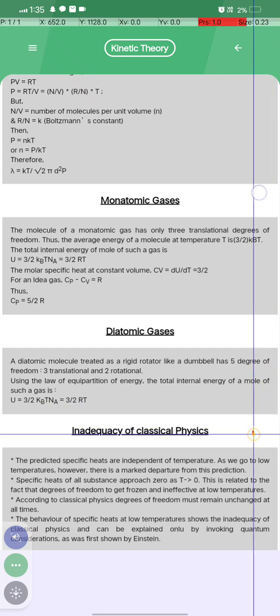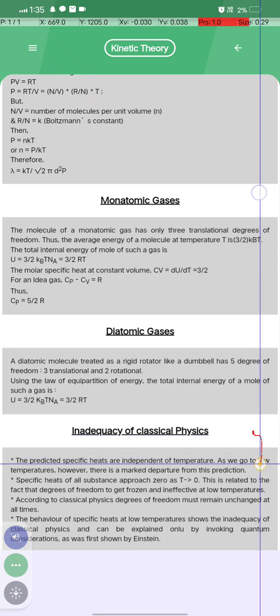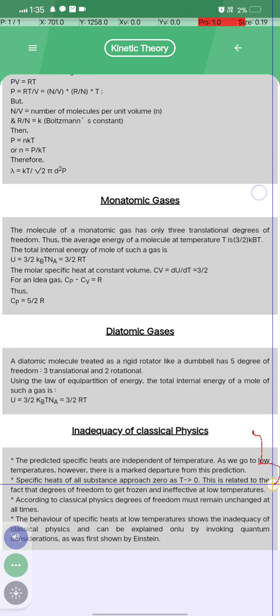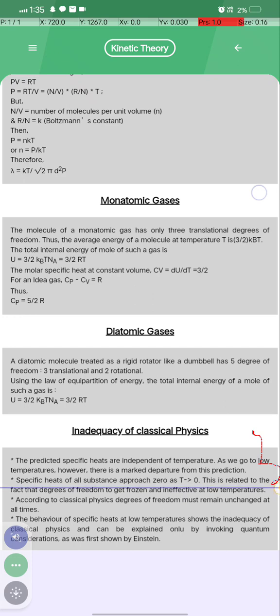And last, what is the inadequacy of classical physics? The predicted specific heats are independent of temperature, but as we go to low temperature there is a marked departure from the prediction, and the specific heat of all substances approaches 0 as T tends to 0. It is related to the fact that degrees of freedom get frozen and ineffective at low temperature. According to classical physics, the degrees of freedom must remain unchanged at all times. The behavior of specific heat at low temperature shows the inadequacy of classical physics and can be explained only by invoking quantum considerations, as first shown by Einstein.